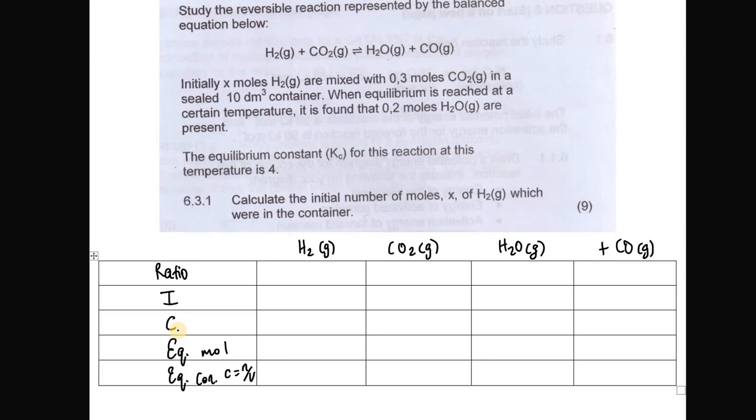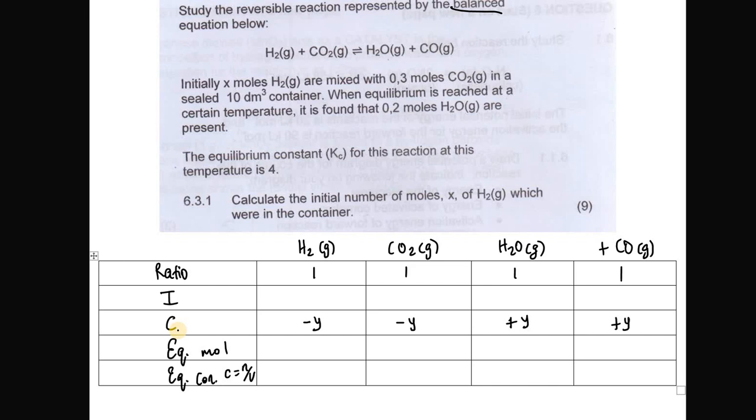The ratio now, is this thing balanced? They said it's balanced already. So that's nice. We have 1 1 1 1. That's a nice one. Now for change, since they said X moles, I'm gonna use Y again. So remember, reactants are being used up, so we say minus Y, meaning 1Y. And then here we say plus Y, and then plus Y, because the products are increasing, right? They're increasing, so we use plus.